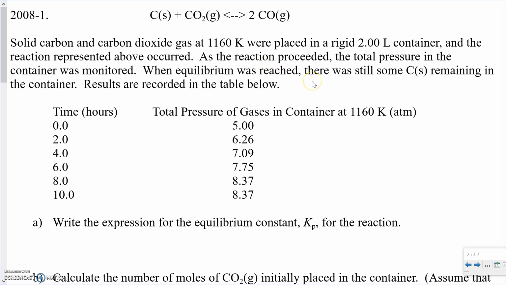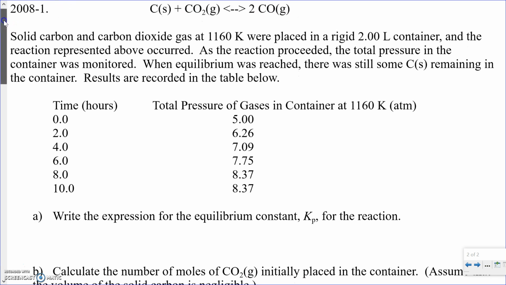When equilibrium was reached, there was still some carbon remaining in the container, results are recorded in the table below. Okay, so we have our table, we have our time. As time is progressing and we watch our total of gases, notice that it tells us that some of the carbon remains, and we're at equilibrium, so we can assume that all 3 things are going to be present. So this total pressure is going to be a combination of all of our gases in the system, which includes our carbon dioxide and our carbon monoxide. So keep that in mind as we're working through this.